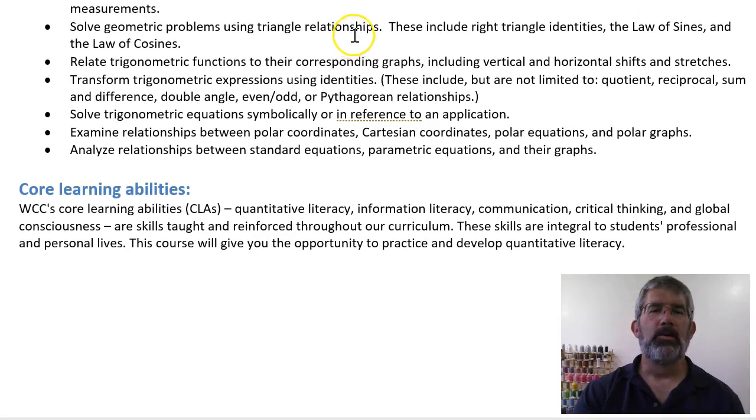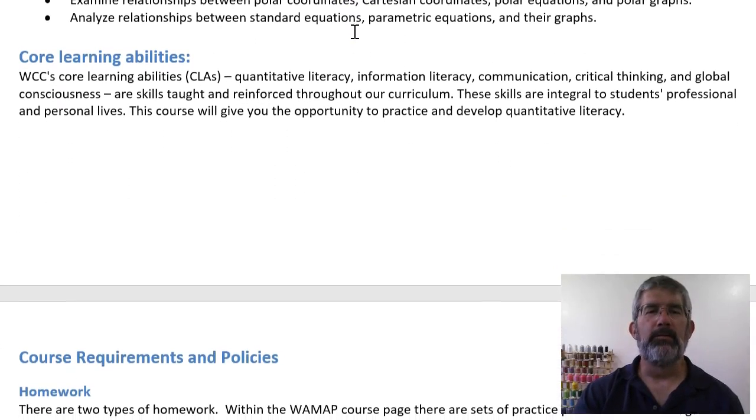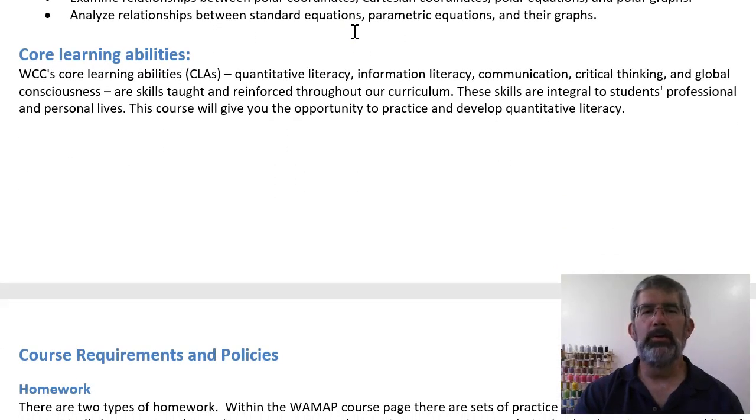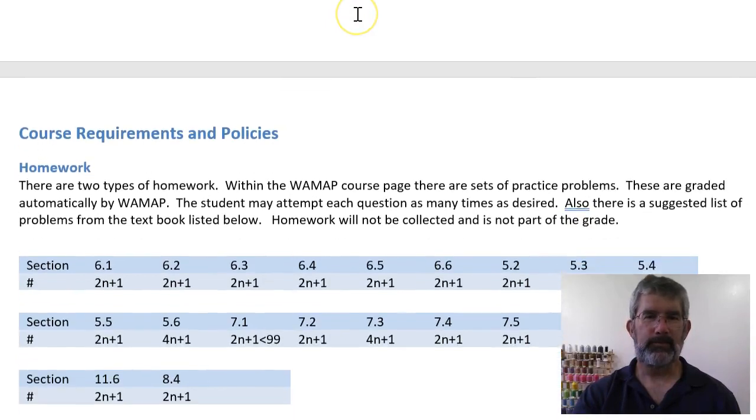Okay. Core learning abilities. Of course, the college has 4 or 5 core learning abilities: quantitative literacy, information literacy, communication, critical thinking, and global consciousness. This course will, of course, be focusing on your quantitative literacy. Although, honestly, you've got to be fairly quantitatively literate to get in here. So, anyway, that's what we're focusing on, quantitative literacy.